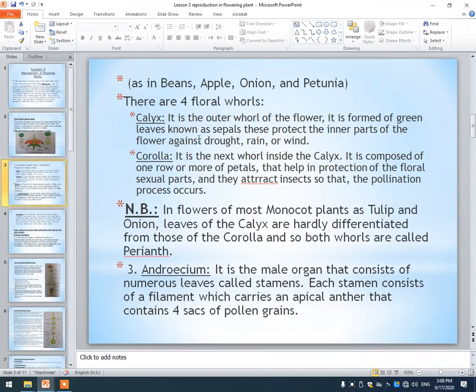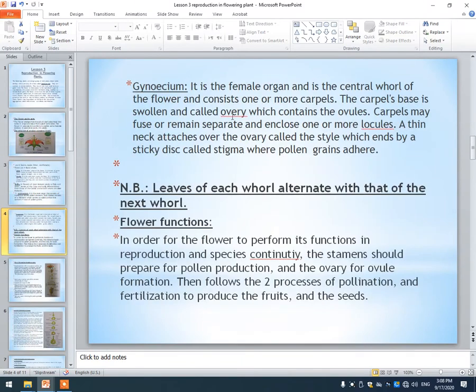The 4 floral whorls: the calyx, the corolla, the androecium, and the gynoecium. In flowers of most monocot plants, like tulip or onion, the leaves of the calyx are hardly differentiated from those of the corolla. They stick to each other. Both whorls are called the perianth. The androecium, the male part, consists of the anther, which contains 4 sacs of pollen grains. The gynoecium is the female organ which contains carpels. Carpels consist of stigma, style, and ovary. The leaves of each whorl alternate with those of the next whorl.